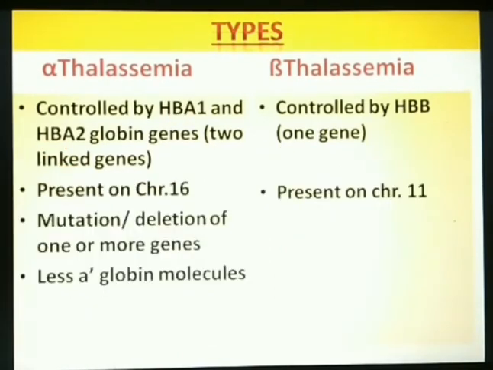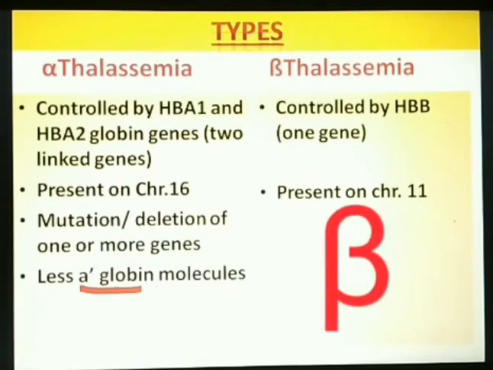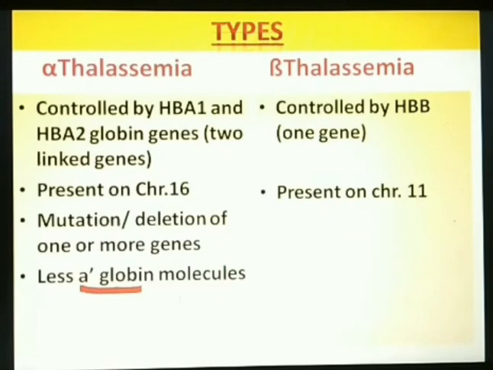Due to alpha thalassemia, there will be a deficiency of A-dash globin chains or alpha globin chains. Therefore, we can say in this case, beta globin chains will be more in number, but they will bind oxygen poorly, and therefore there will be a low concentration of oxygen in the tissues, as the A-dash or alpha globin chain plays an important role in binding oxygen.